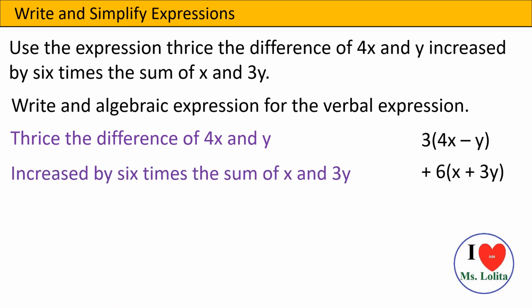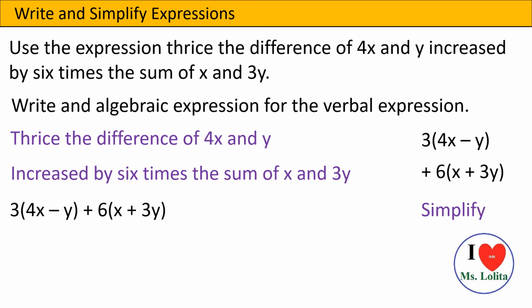And the second verbal expression in the given problem is increased by 6 times the sum of x and 3y. Increase means plus and sum implies addition. So, increased by 6 times the sum of x and 3y gives us plus 6 multiplied with the open parenthesis x plus 3y, close parenthesis.